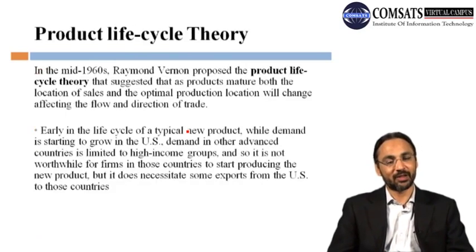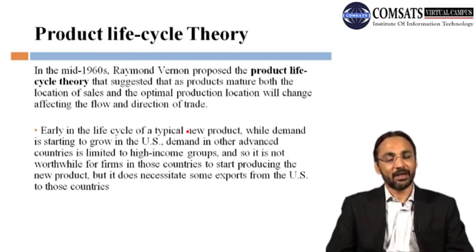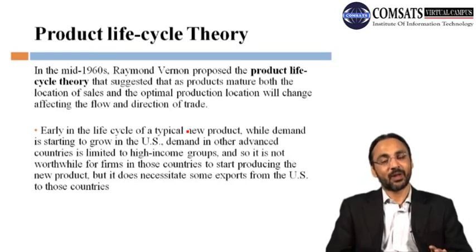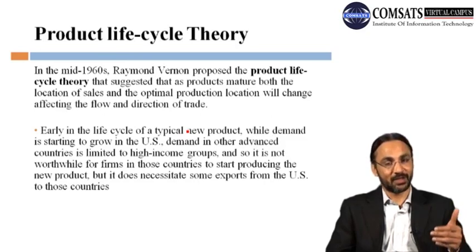The next one is product life cycle theory. Product life cycle theory was proposed by Raymond Vernon in 1960. He suggested that as products mature, both the location of sale and the optimal production location will change, affecting the flow and direction of trade. What he is suggesting is that with the passage of time, as the product matures, the sales location and the production location will change.